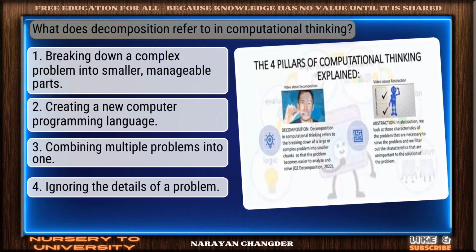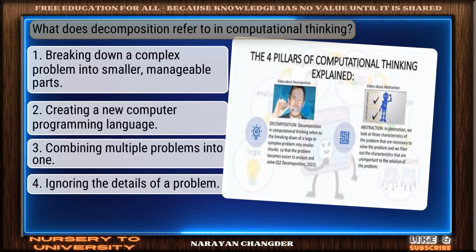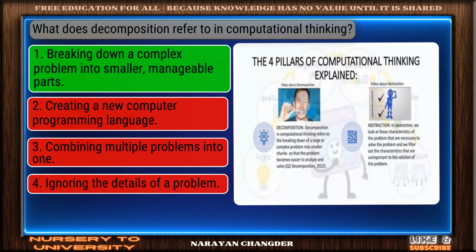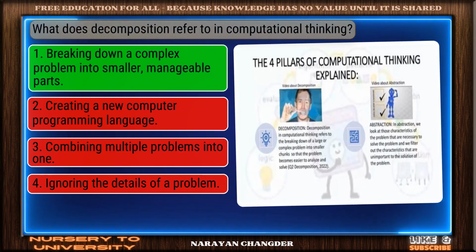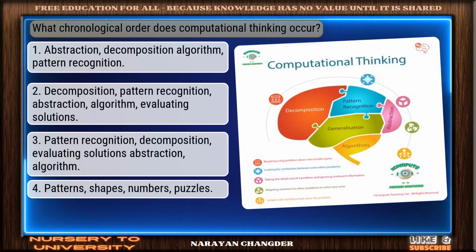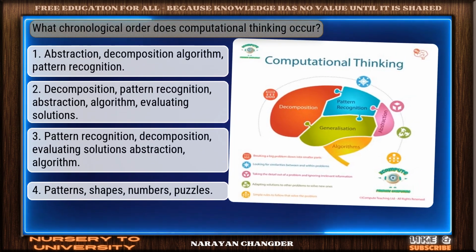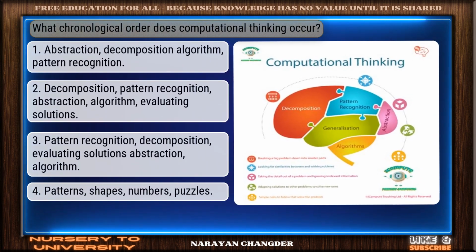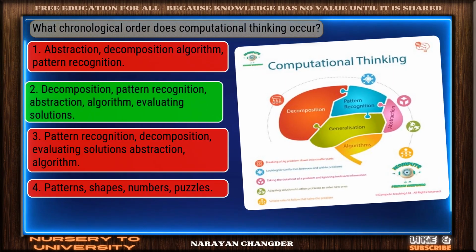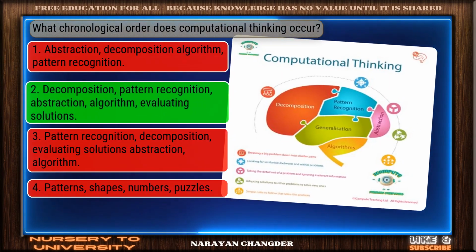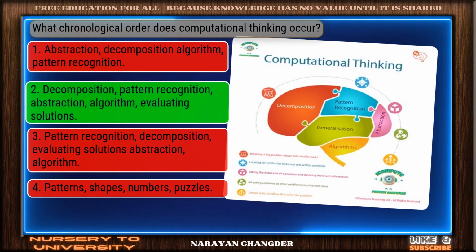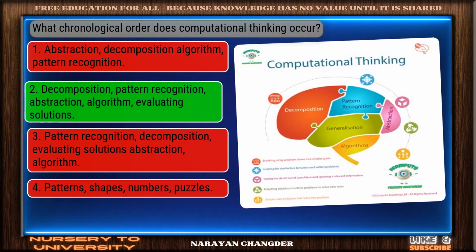Question number 23. What does decomposition refer to in computational thinking? Bravo! Breaking down a complex problem into smaller, manageable parts is the answer. Question number 24. What chronological order does computational thinking occur? Strong choice. Decomposition, pattern recognition, abstraction, algorithm, evaluating solutions is the right answer.